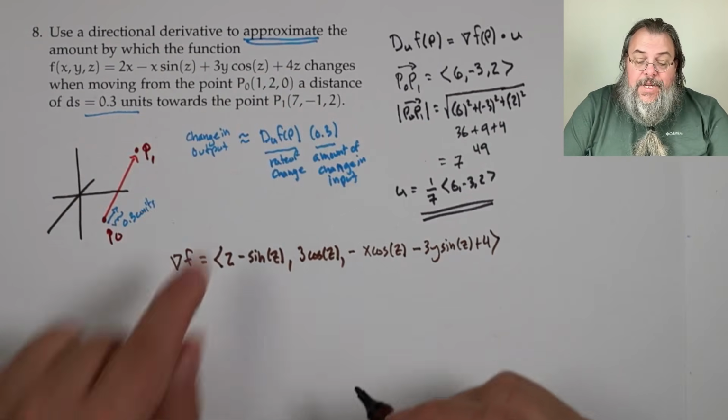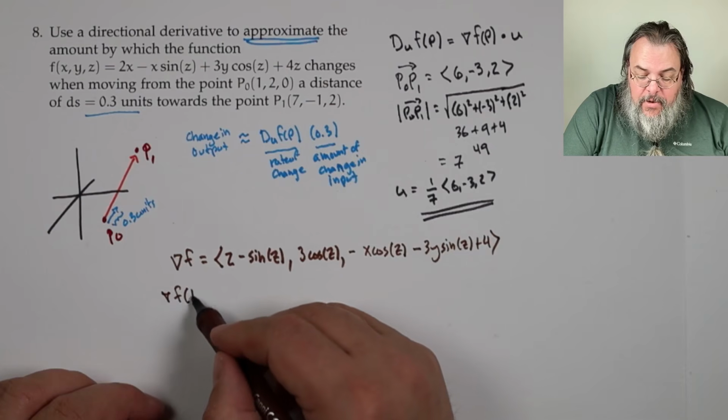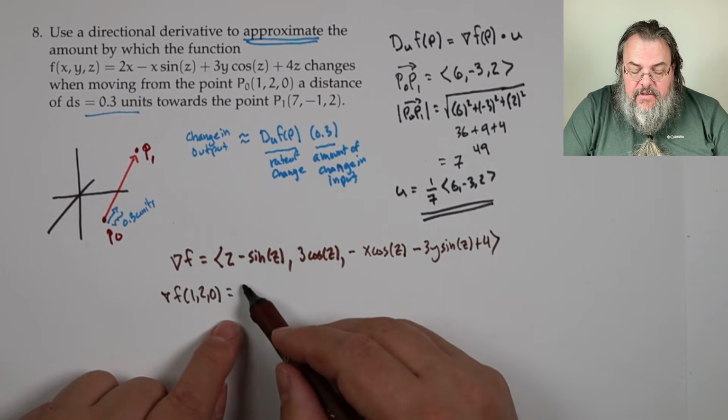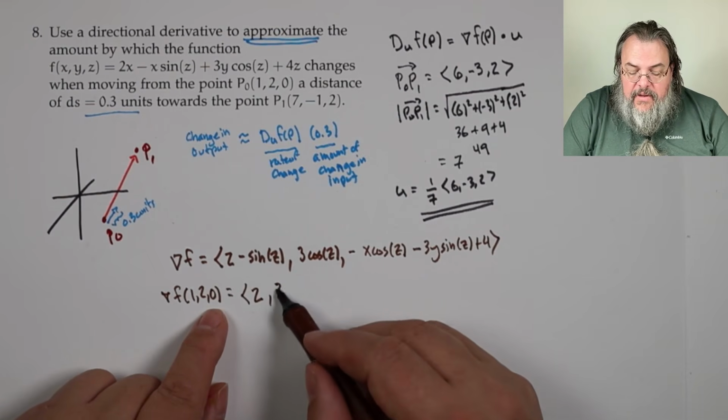All right, we need to plug in our point. So the gradient of f at (1, 2, 0). Now, sine of 0 is 0, so that first entry is a 2. Cosine of 0 is a 1, so that next entry is a 3.